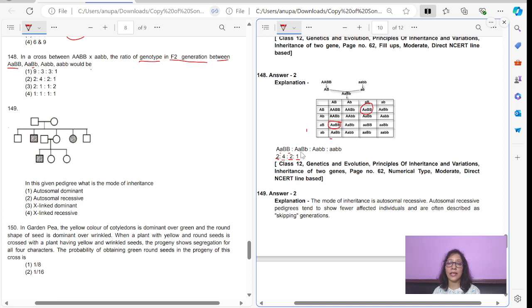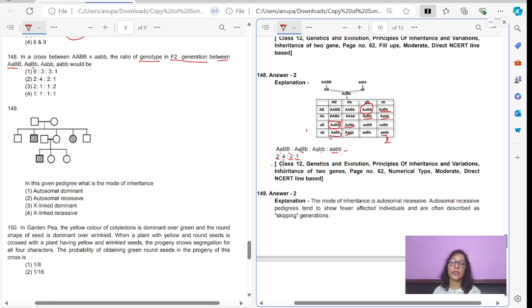Like this, you can find AABB 4. Let's find out AABB here 1, AABB here 2, AABB here 3, and AABB here 4. Next is AABB. Here you can find AABB 1 and AABB 2. And the next is small AABB. There, small AABB is 1 in number.